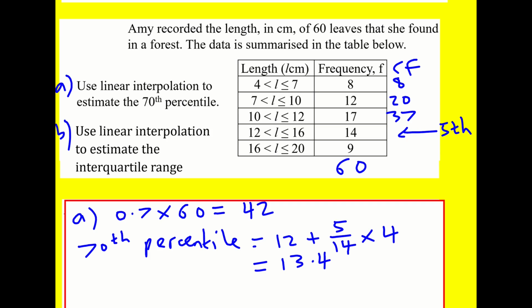Why might you want to do this? That tells you that 70% of the, whatever it is, the leaves have a width of less than 13.4. It's a bit like when you draw a cumulative frequency graph, which you could do for this. If you read off the graph using a straight line, this is what you'd get. But actually, we're doing it more accurately now because we're using a more rigorous approach.